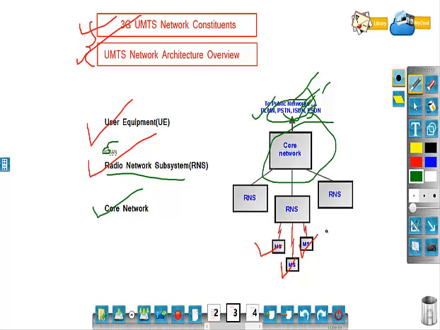So we have covered MS, or you can call it UE, RNS, and core network. We'll elaborate in more detail. The next part of this session is the UMTS network architecture overview. What is this all about? We'll go into detail on user equipment first. So let's mark it: user equipment.